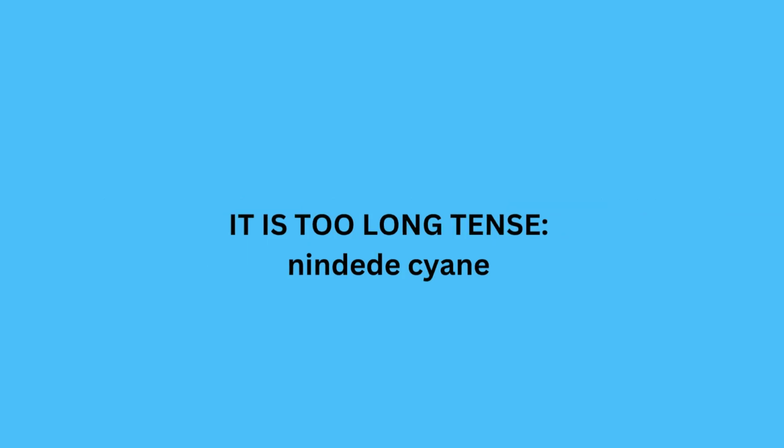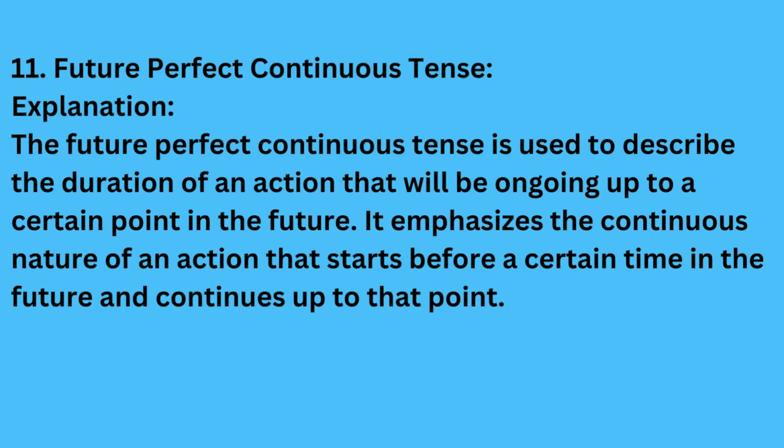Oh my gosh, it is too long. Tense. Okay, what is this tense? The future perfect continuous tense is used to describe the duration of an action that will be ongoing up to a certain point in the future. It emphasizes the continuous nature of an action that starts before a certain time in the future and continues up to that point. It is formed using will, have been.